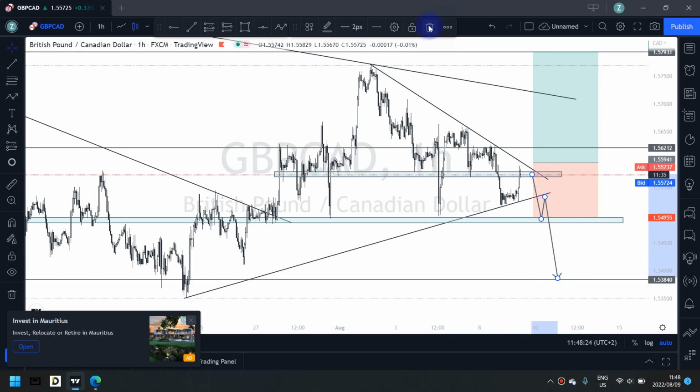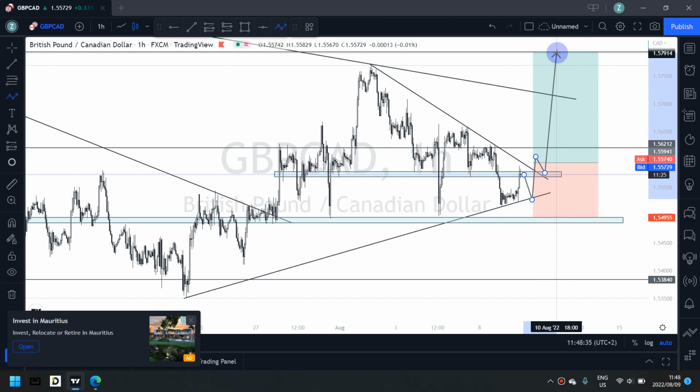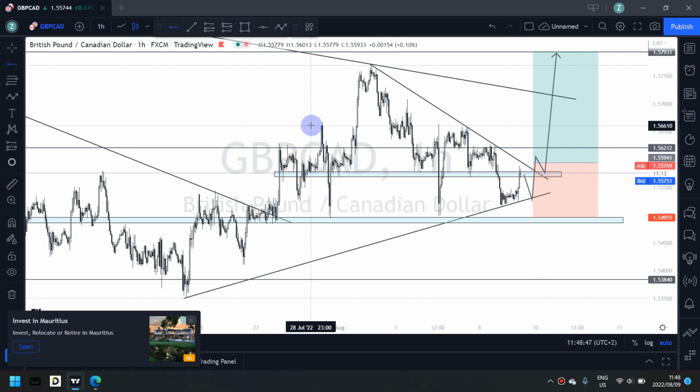Let me cater for buys. So for buys, as I said, the market might give us a double bottom, breakout, retest, and then this is where our entry would be, and our take profit being the key level. But what you should keep in mind is that we have this strong key level, and also we have our trend line, right?